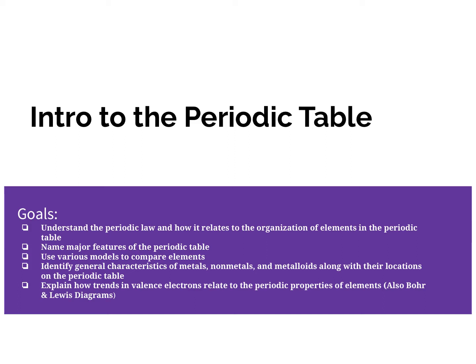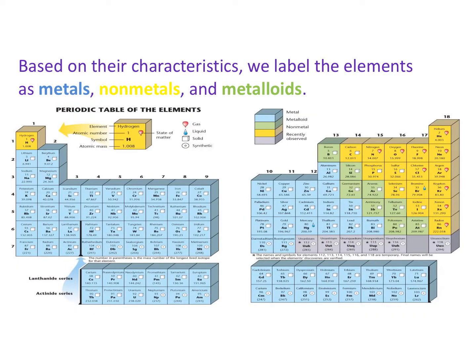All right, so now we are going to be doing an introduction to the periodic table. And on the bottom, you have 5 learning goals for this presentation. So this is the periodic table when we break it up based on their characteristics, and we can label these elements as metals, nonmetals, and metalloids. The metals are shown here in blue, the metalloids are in green, and the nonmetals are in yellow.